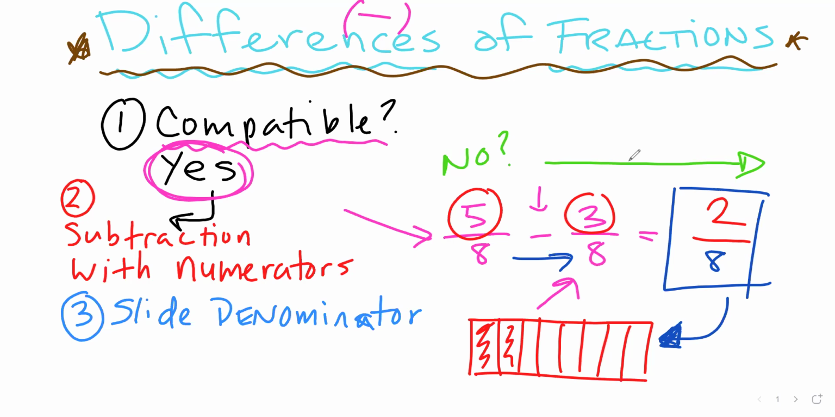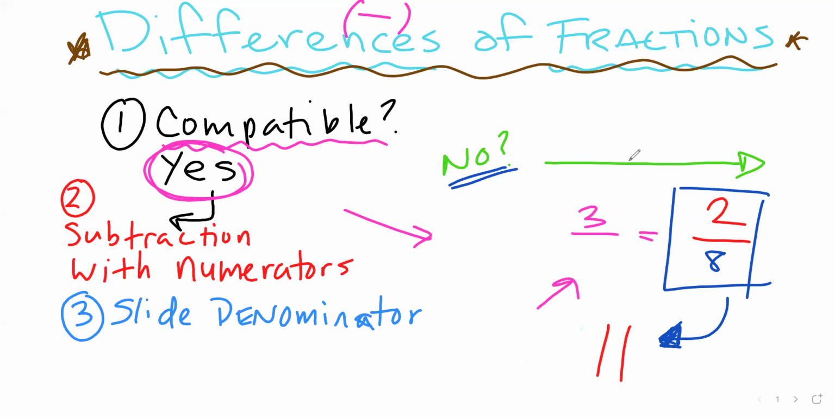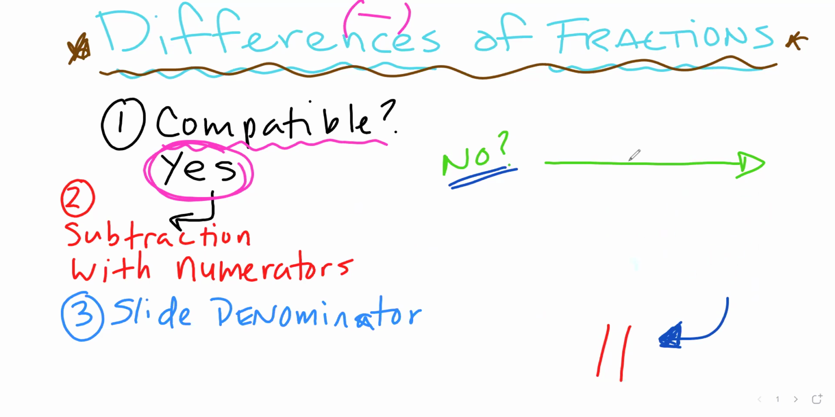But this isn't always the case, because when fractions aren't compatible, we have to follow a new flow chart. So let's look at this scenario. I'm going to erase this real quick because it's a lot of mess. All right, cool. What happens when they're not compatible?